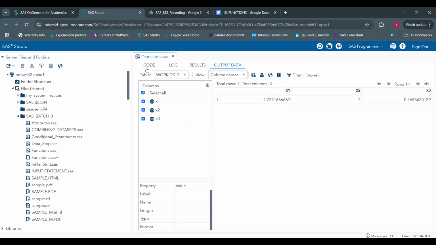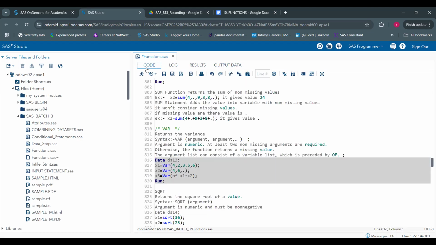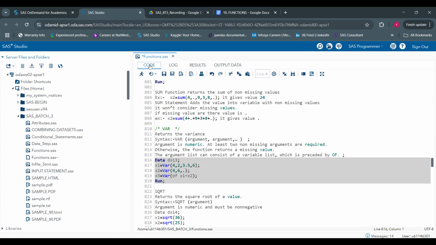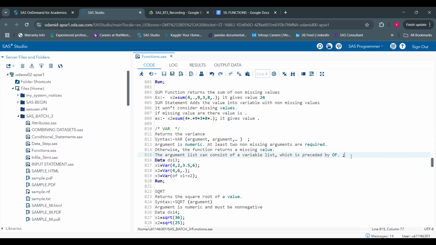So the variance in this case, we have a formula for it, the variance formula. So basically, what does variance do? It will calculate.